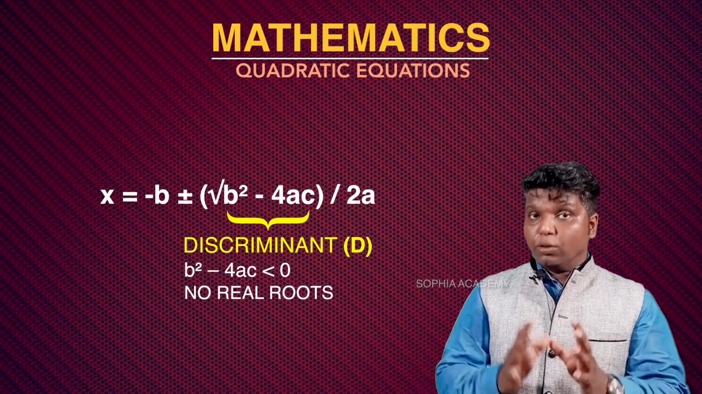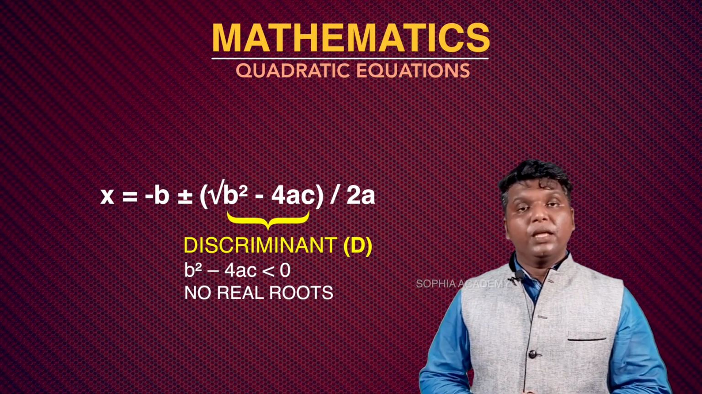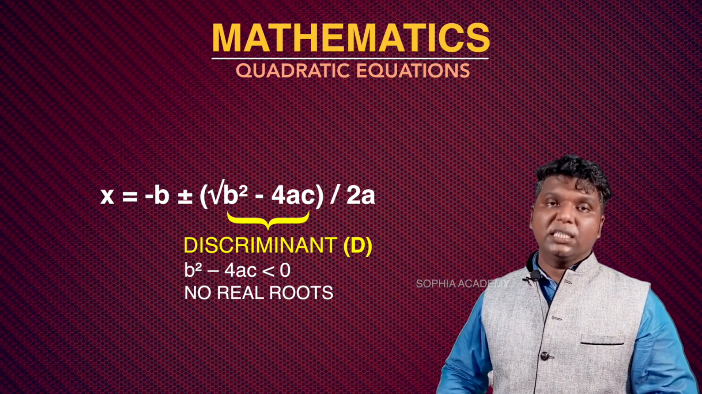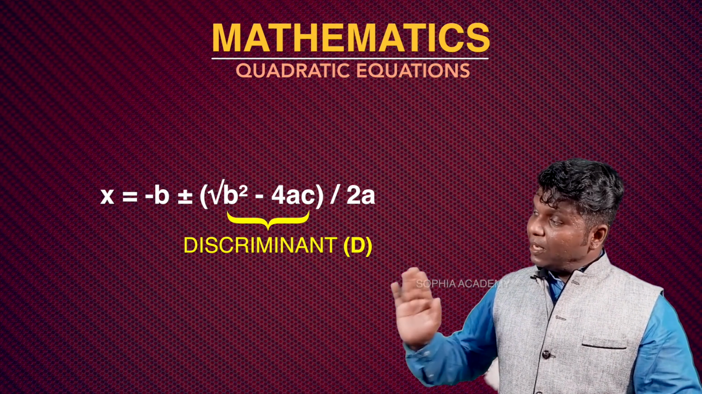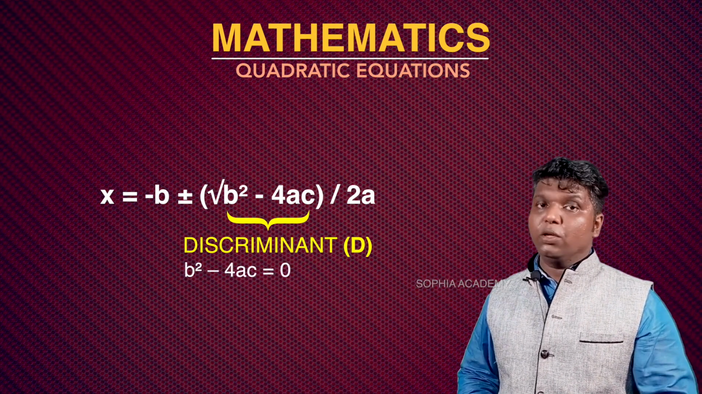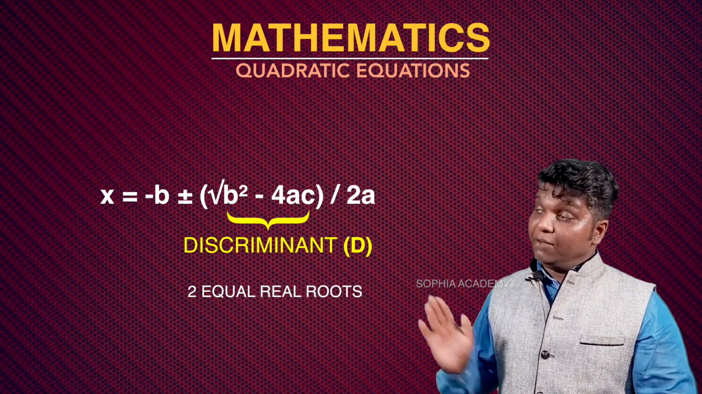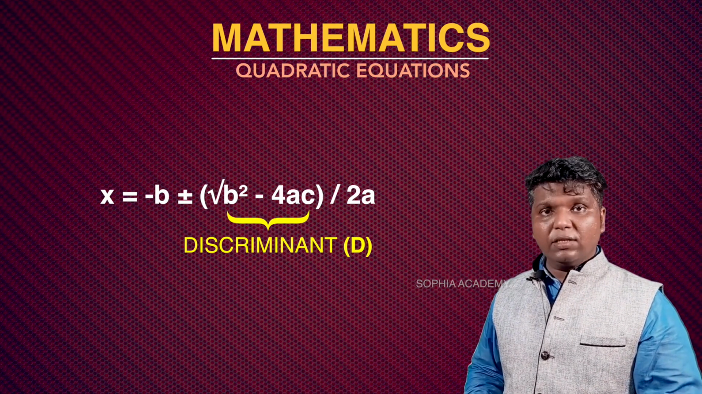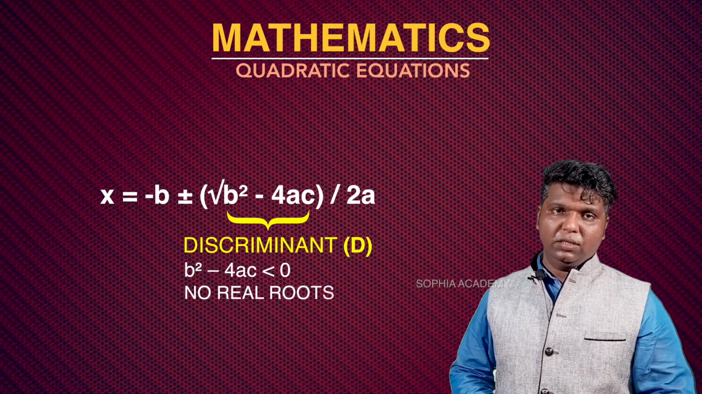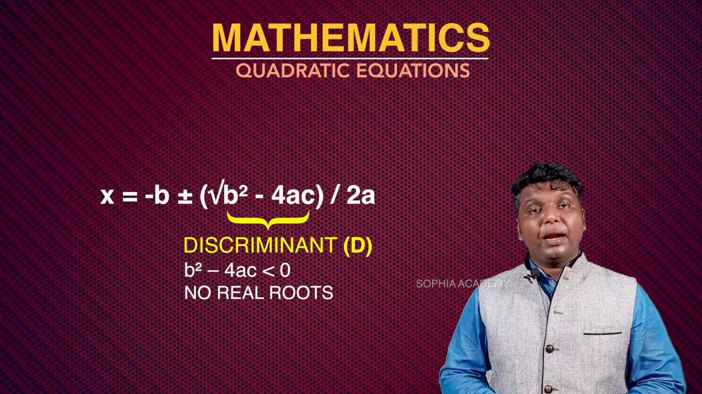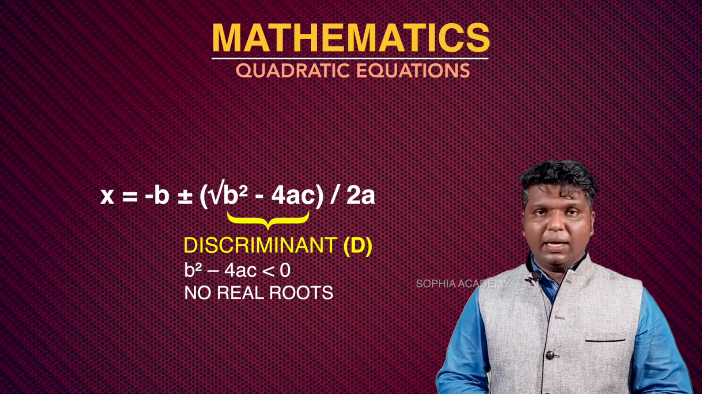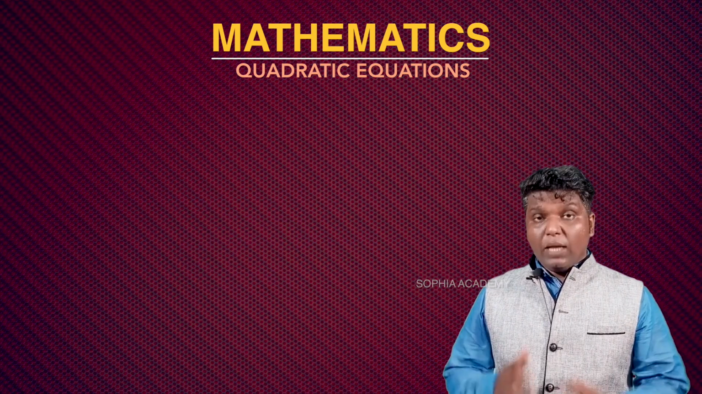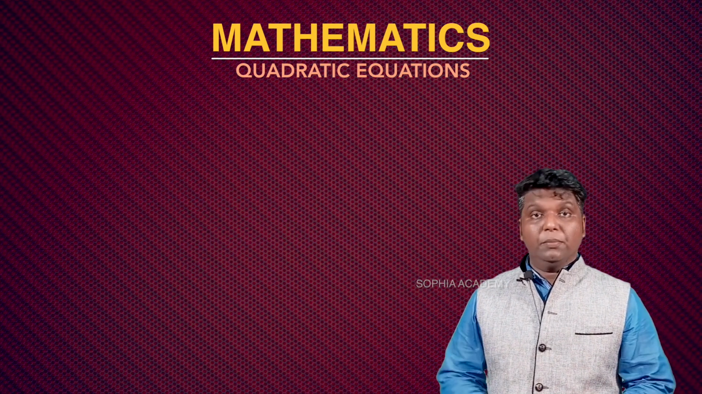So if in a question it is given to find the nature of the equation, you just have to find the discriminant. If it is equal to 0, you will say they are having equal roots. If it is a positive number, you will say there are distinct real roots. And if it is a negative number, we will say there are no real roots. So like this, you have to predict the nature of the given quadratic equation by using this discriminant. Is it clear? So now let us go ahead with doing some problems.